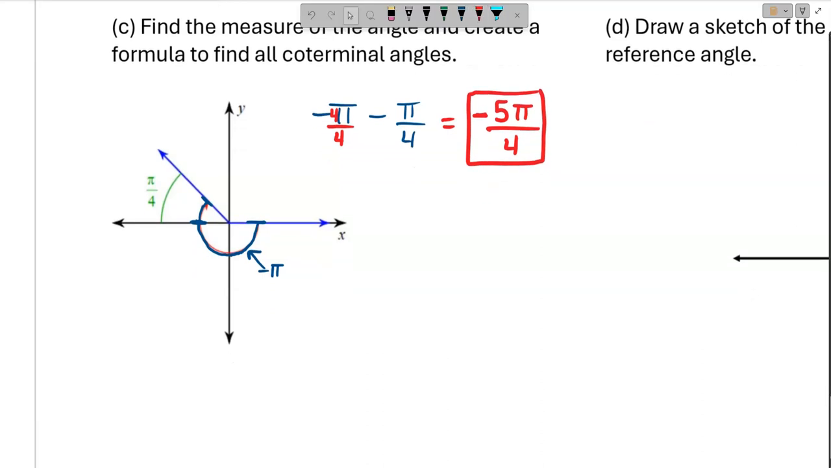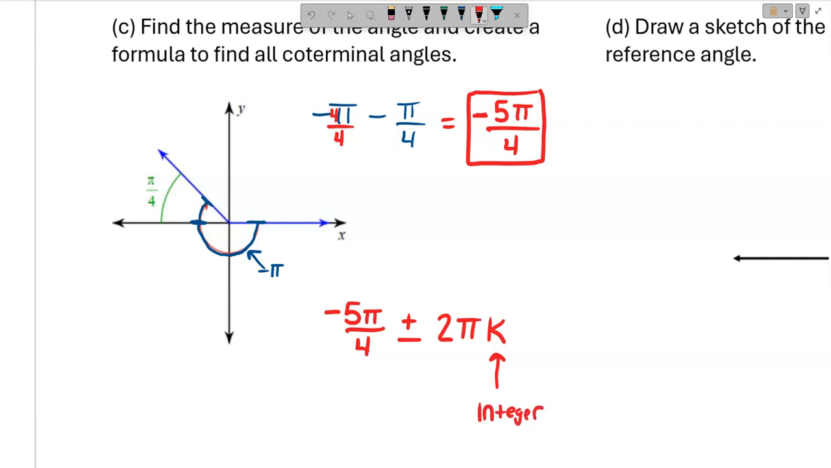Now to create the formula, remember the same thing we've talked about. You take whatever your angle is, so in this case, negative 5 pi over 4. We're going to add or subtract. Now normally in the land of degrees, we did plus or minus 360 k or x or whatever value it is. In this case, because a full revolution is 2 pi, we're going to say 2 pi, and then I'll use the letter k. K, of course, has to be an integer, and this would be a formula that would help me find all possible coterminal angles with negative 5 pi over 4.